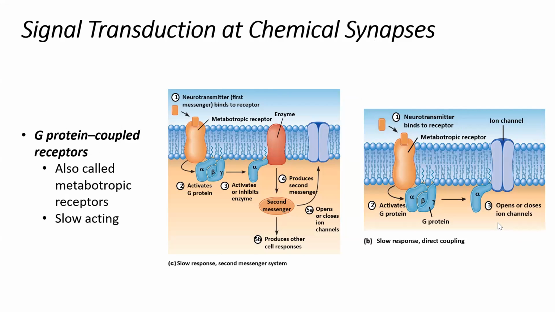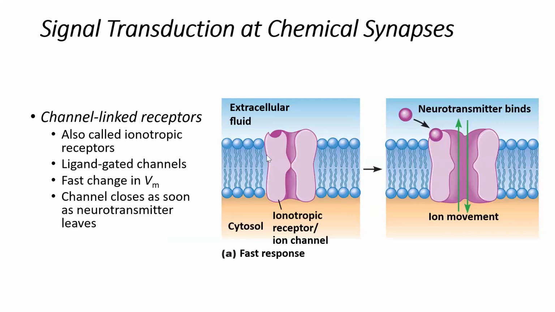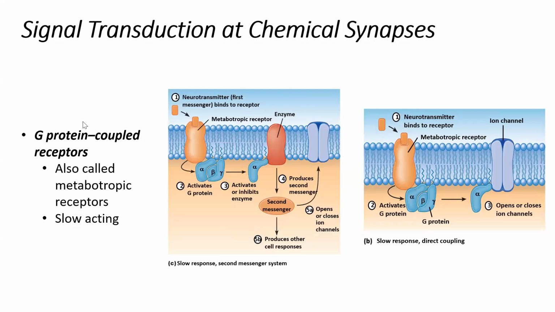And the reason it's fast, just to make sure that you're making the connection here, the reason it's called a fast response is because everything is happening in one spot. The receptor is also a channel. So as soon as it binds that neurotransmitter, we can immediately start to see ion movement. We can immediately start to see cellular response. That can be compared to a slow response.